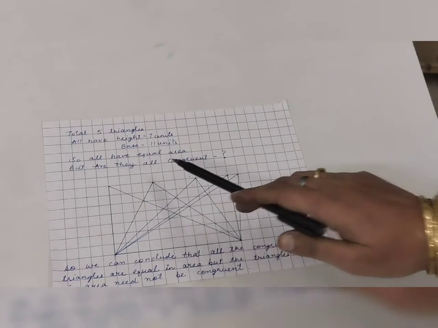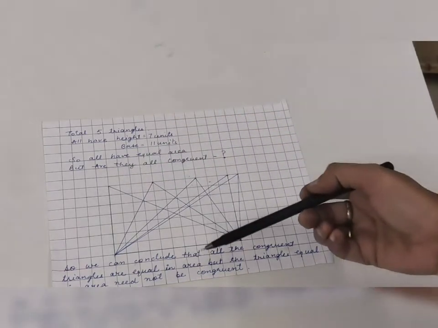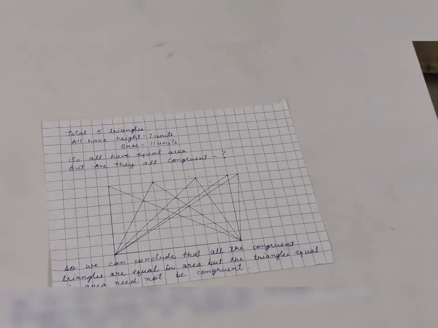But are they all congruent? Now we have to think. Congruency means the thing when one will overlap the other. But if you observe these shapes, you can see it cannot be possible that they cover each other properly. So it means they are not congruent. But yes, the area is the same.